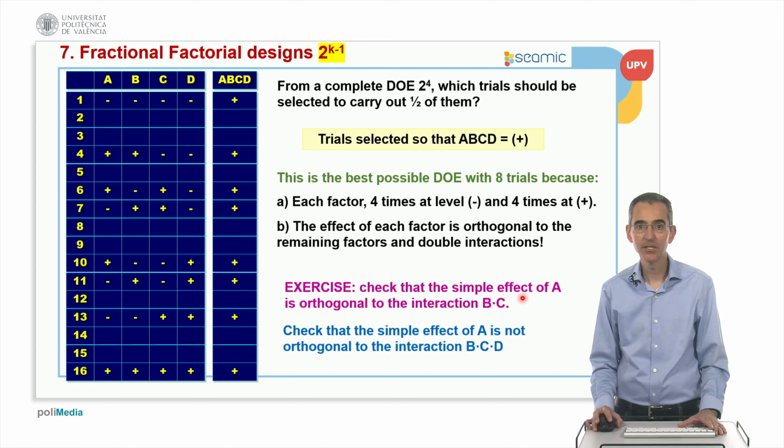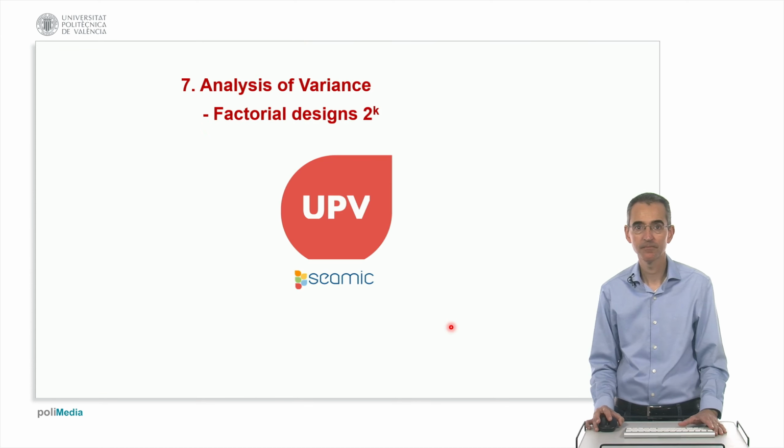But a drawback is that the simple effect of A is not orthogonal to the triple interaction. But as I was explaining before, it's not a major problem because we can assume that the effect of the triple interaction is not important. So we can assume that this is equal to 0, there's no effect, and then if this effect of A is important, we will say that basically it is because of this factor.